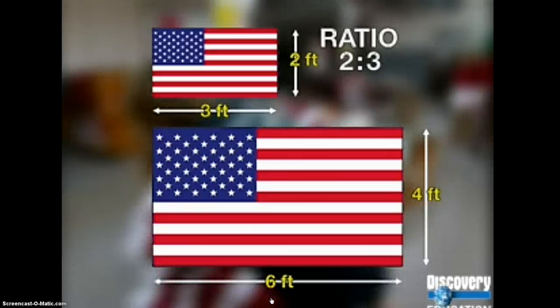You can see on the flags that the smaller flag has a length of 3 feet, where the larger flag has a length of 6 feet. 3 times 2 is 6, just like 2 times 2 is 4.